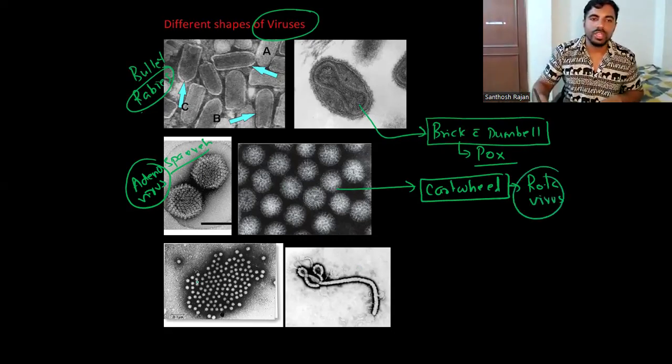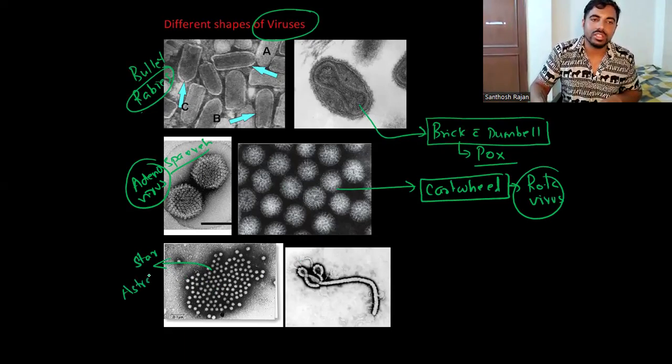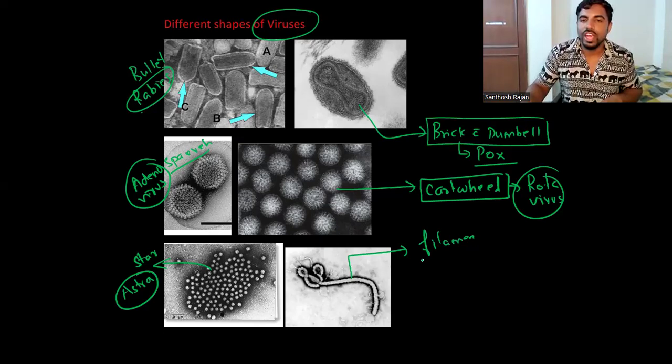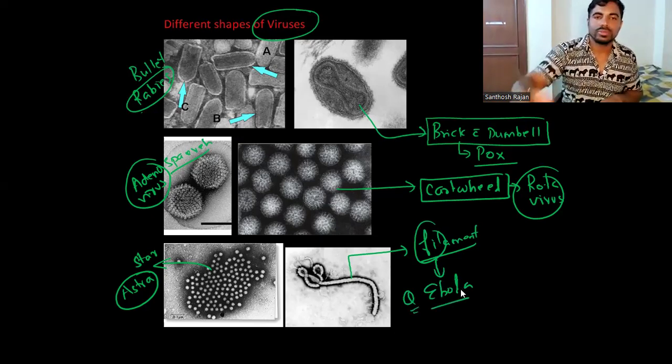Yes. Now this one, it looks like a star only. So star means the virus name also something like that. Astrovirus, astrovirus. Okay, look at this, filamentous. If it is filamentous, it means we don't have F and E is near. So it is Ebola. This question you can expect this time.